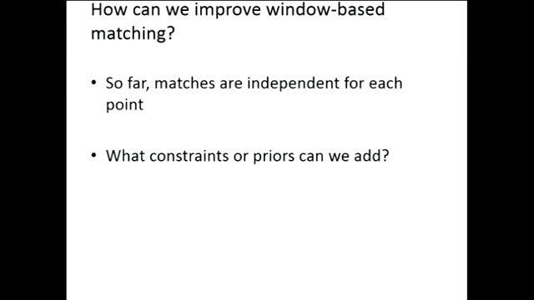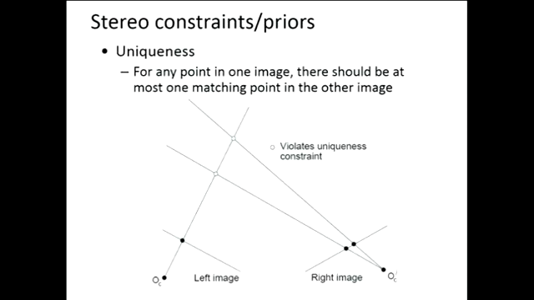So far, we're just independently matching, finding corresponding points for each pair of pixels. So what constraints or priors can we add? One constraint we can add is a uniqueness constraint: for any point we observe in the left image, there should only be one corresponding point in the right image. What that means is once I find that this point corresponds to this point, then this point can't correspond to any other point along this scan line. So that gives me a constraint.